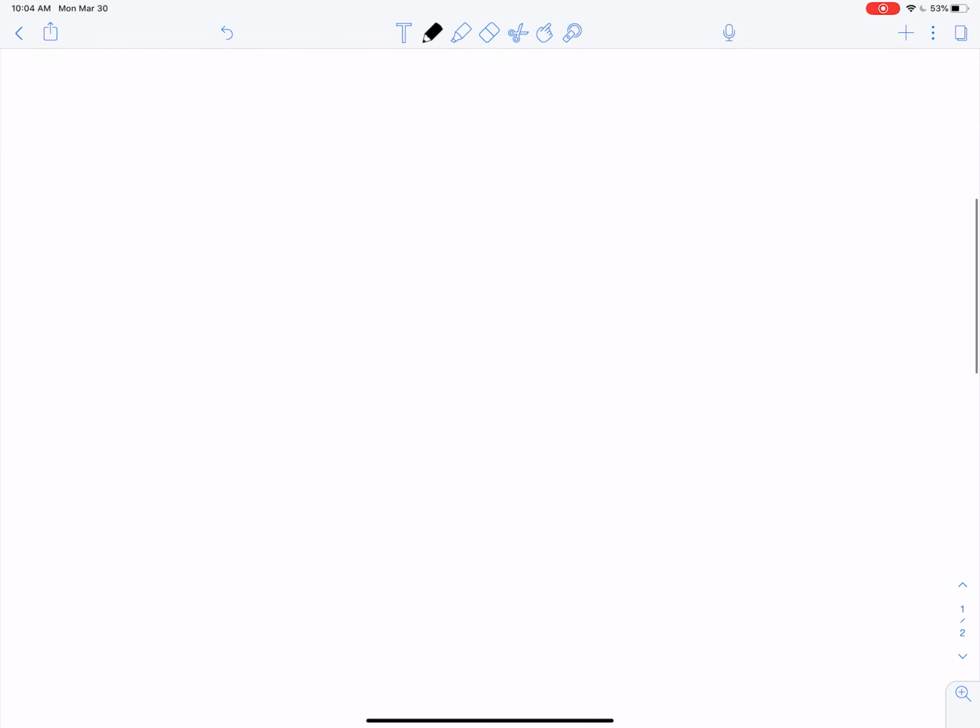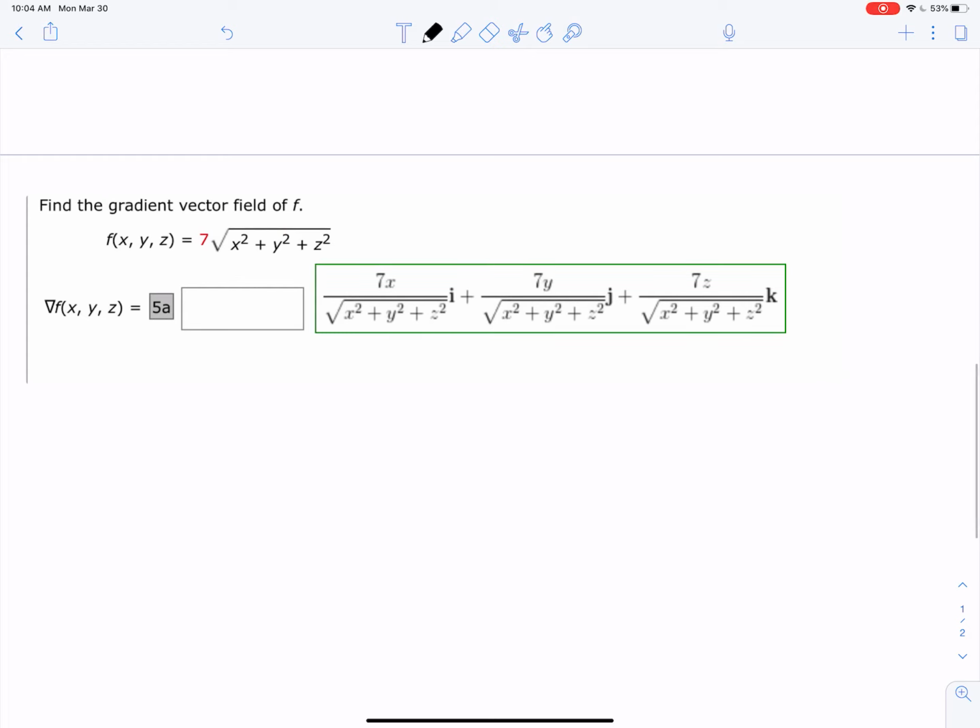Okay, and then a second example problem here. So in this one, they say find the gradient vector field of F. Oh, okay. So they give you F here. That's just some multivariable function. Here it is. And then they say find the gradient.